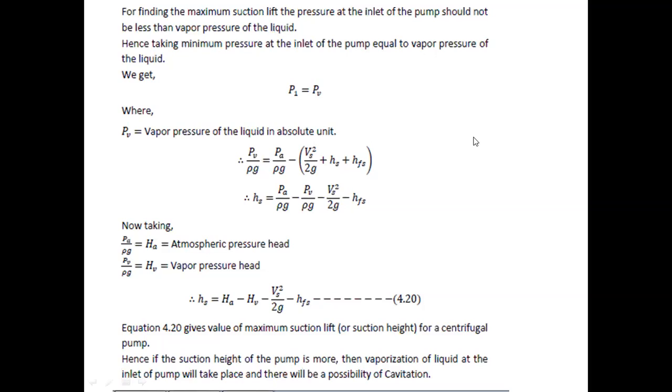So PV upon rho G equals PA upon rho G minus Vs square upon twice G plus Hs plus Hfs. So the suction head Hs we are getting equals the atmospheric head minus the vapor pressure head, where Hv is the vapor pressure head, PV upon rho G, minus Vs square upon 2G minus Hfs. So equation 4.20 gives the value of maximum suction head for a centrifugal pump.